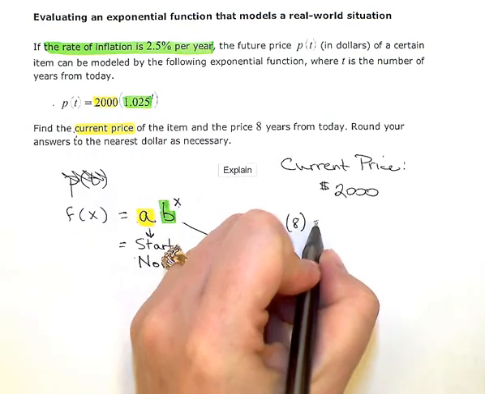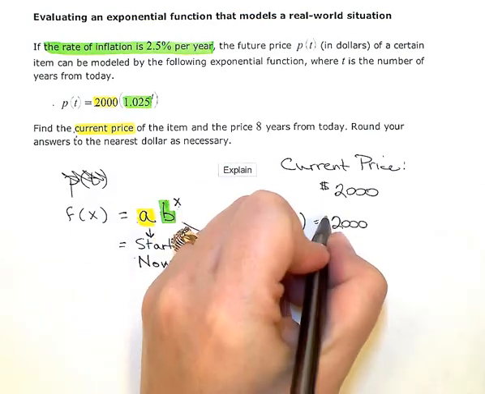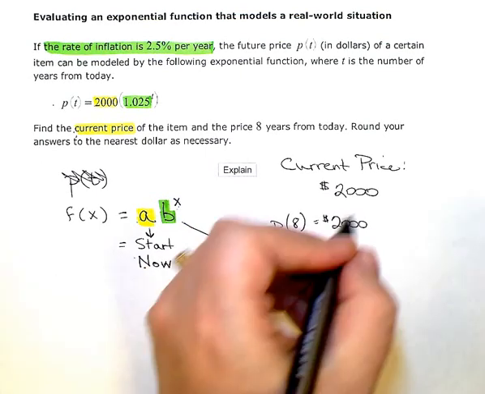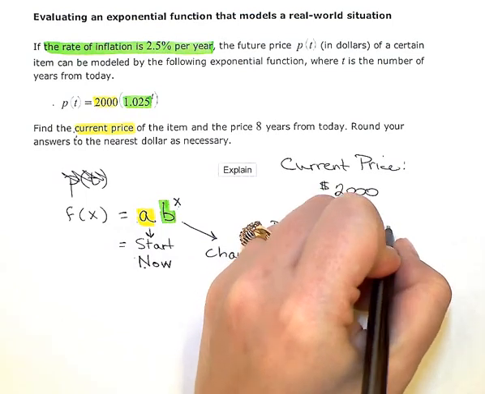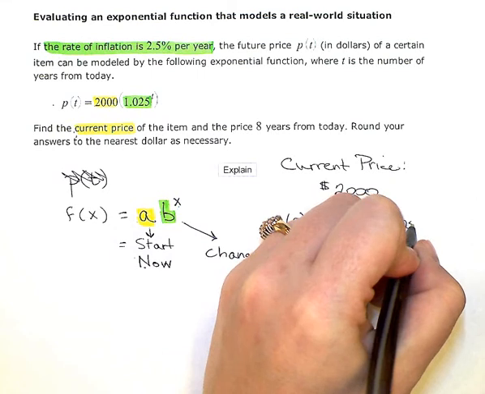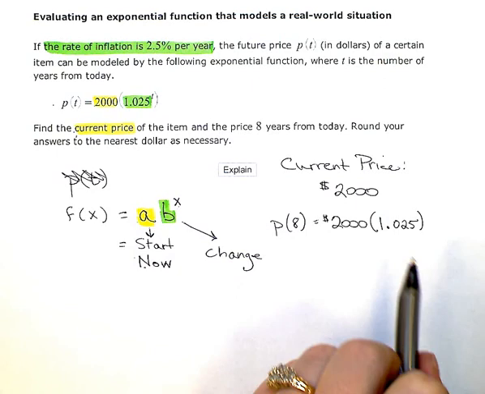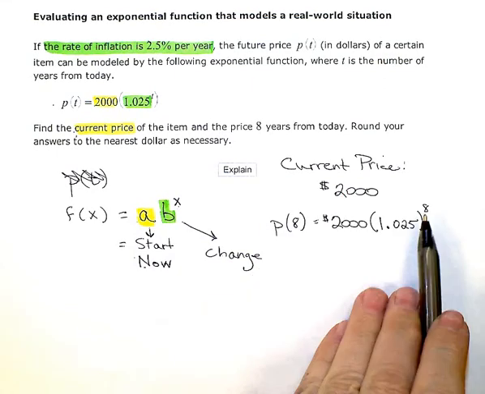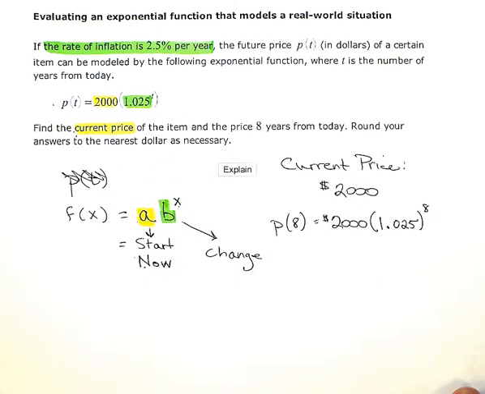So it will be $2,000. So the item is starting, right, at a price of $2,000 now. That's what it's worth now. It's going to gain value because we're going to keep 100% of the value plus gain another 2.5% of value. And it's going to do that every year for 8 years. So the 8 goes in as the exponent. They have it on the inside of the parentheses. I wrote it on the outside. It doesn't affect the answer at all.